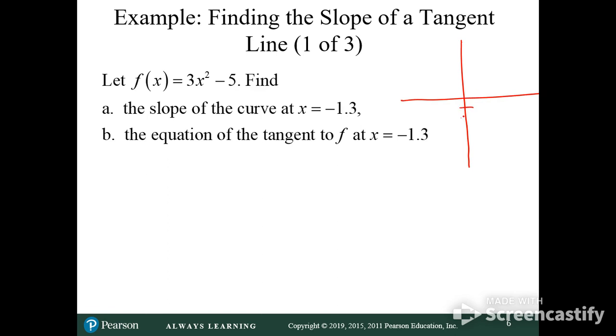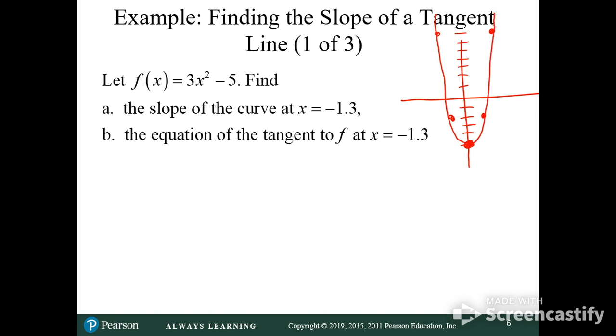Well, if we put in a 0, we get negative 5. If we put in a 1, we get negative 2. If we put in a 2, we get 7. So it's a parabola looking like this, right?